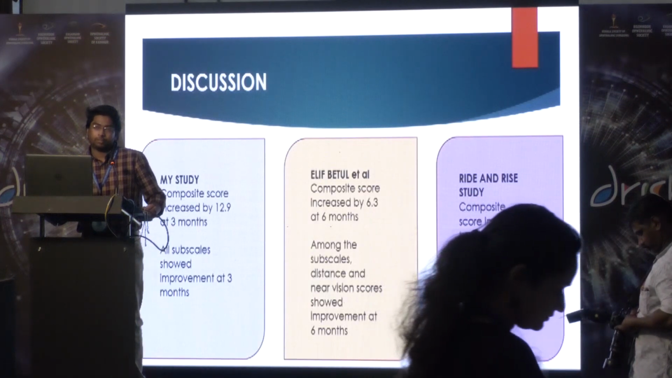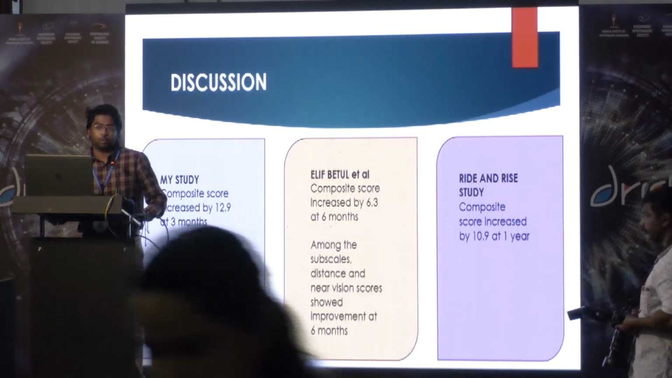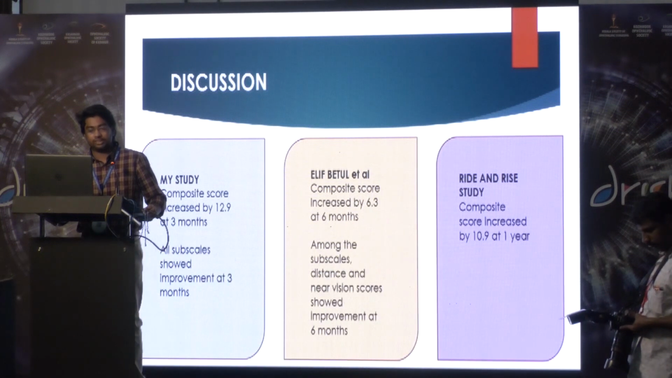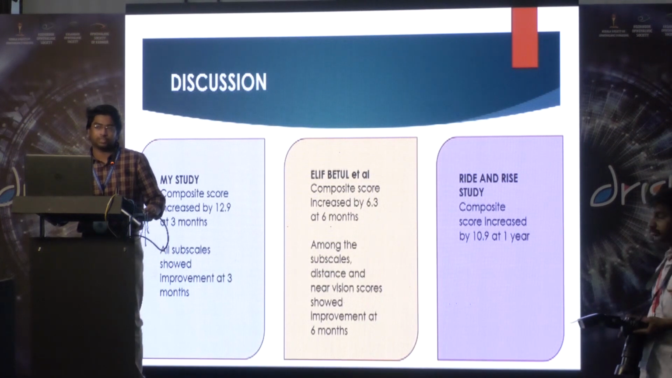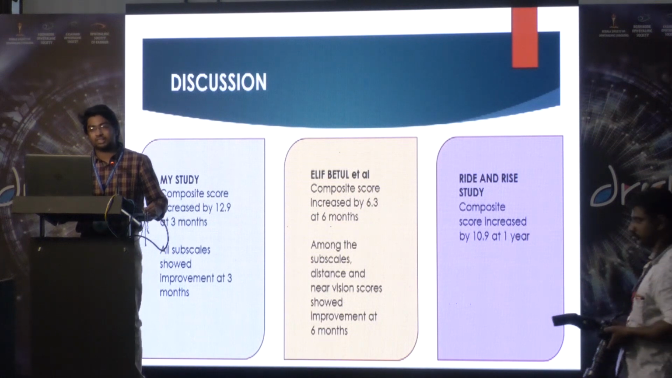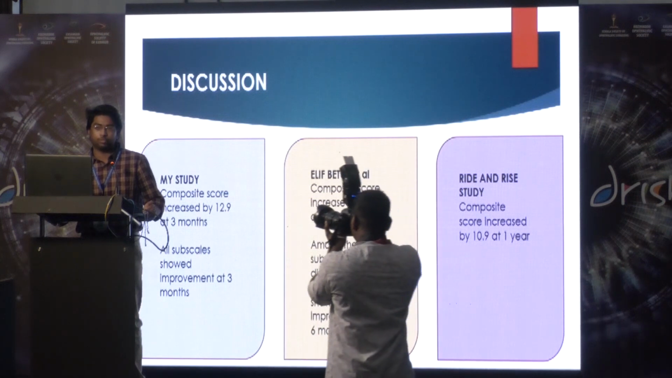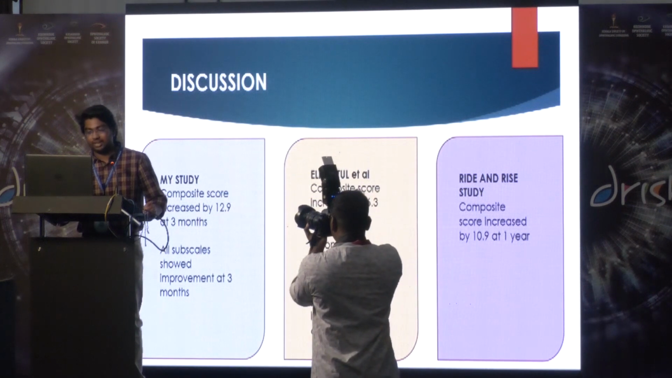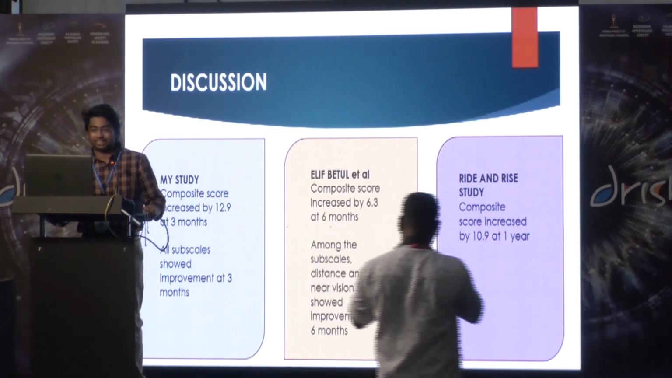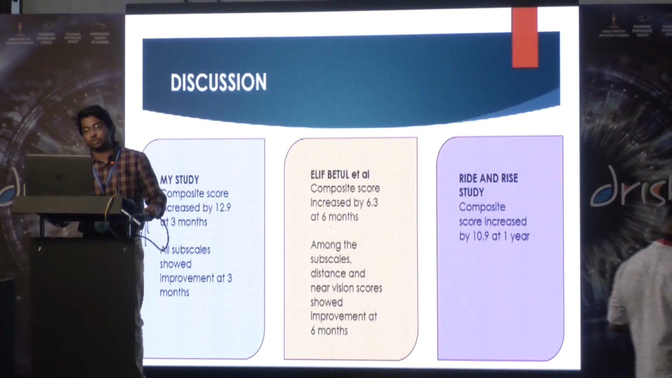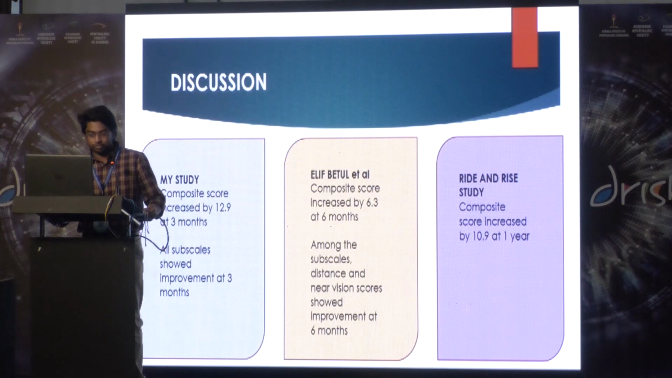Coming to the discussion, my primary objective was to assess the overall composite score, and that showed an increase in value of 12.9 at 3 months, which was statistically significant. Similar studies done elsewhere also showed statistically significant improvements in vision-related quality of life, such as the study by LF Beto, where the composite score increased by 6.3 at 6 months, and the RIDE and RISE study, where it increased by 10.9 at 1 year.